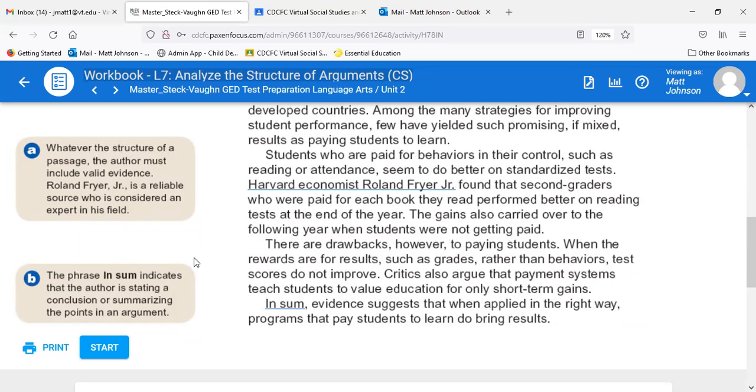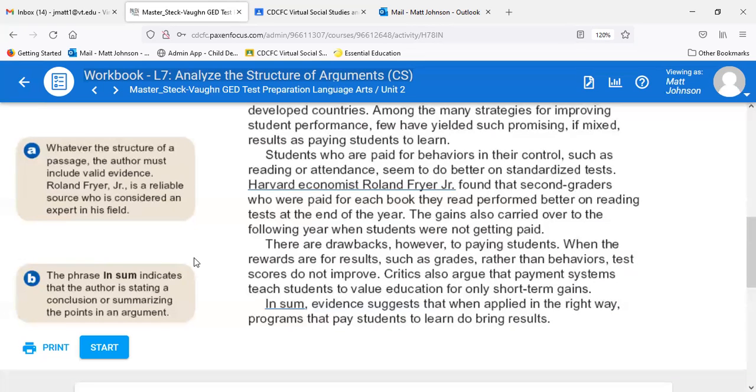So it mentions here in our first text, underlined here, whatever the structure of a passage, the author must include valid evidence. So it doesn't matter, right, whether it's pro-con, whether it's sandwich, whether it's refutation or list, it still comes down to credible evidence. So here, the author mentions a Harvard economist, so that's a reliable source, right? That's an appeal to ethics that we've talked about, someone considered an expert in the field. So quoting them, or citing their research, is valid evidence.